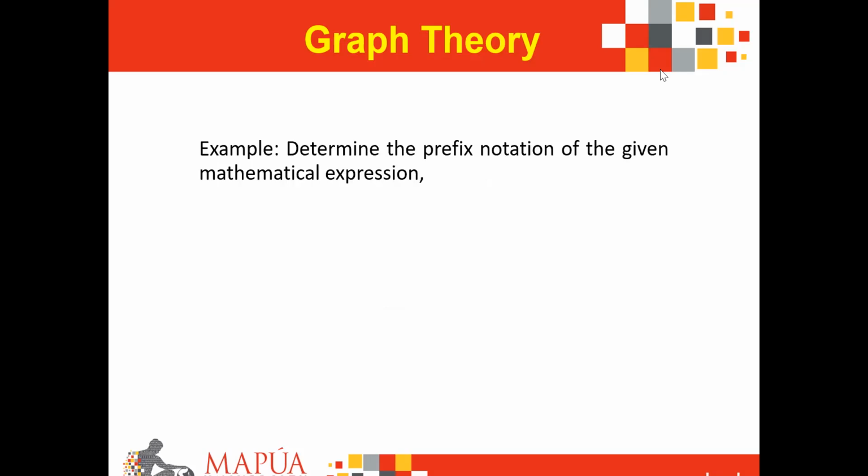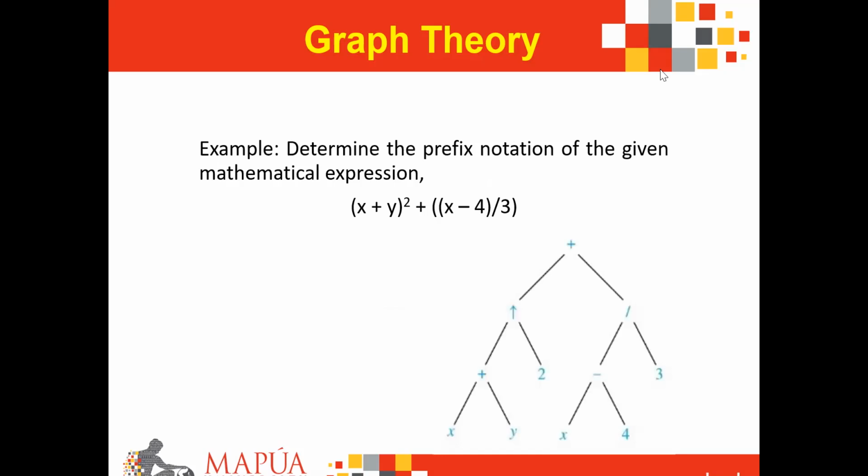For example, on this given mathematical expression, let's try to determine the prefix notation. So we first create the expression tree for this given expression, and then starting from the root, prioritize vertices on its left. Therefore, we end up with a prefix notation equal to this.